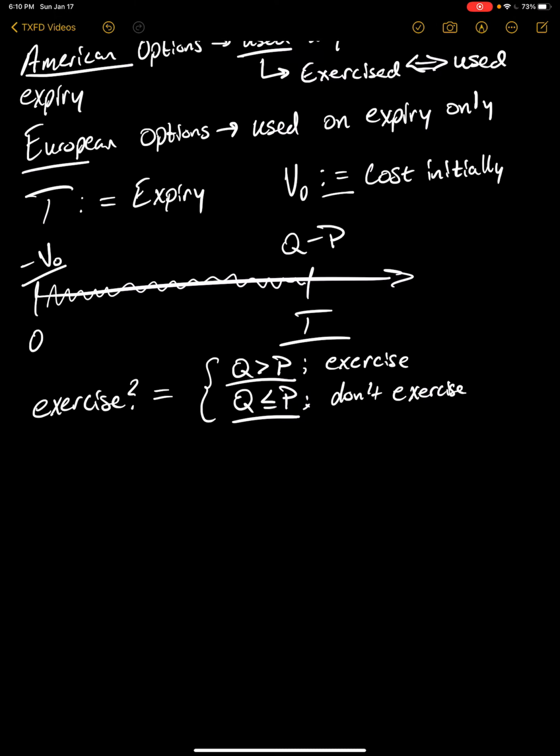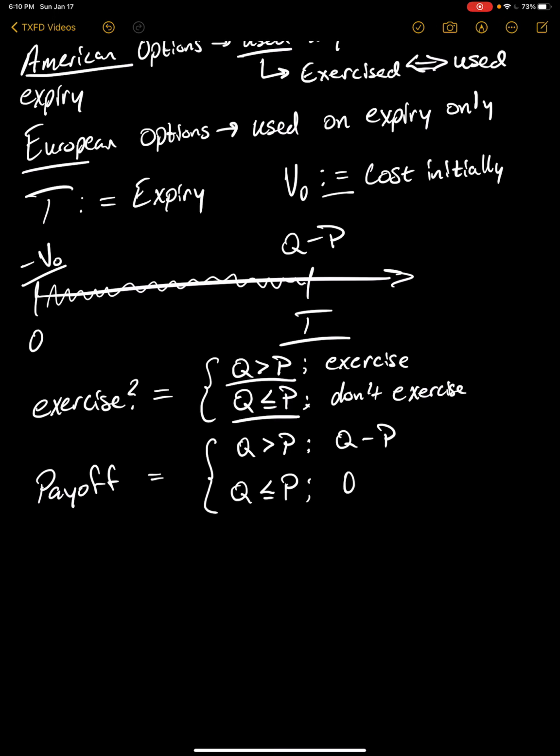Then we'll exercise the option. We'll get our profit, or get our payoff, rather, our payoff. And so that's the idea, is that our payoff is defined as kind of the same piecewise function. And that is when Q is greater than P, we have a payoff of Q minus P. And then when Q is less than or equal to P, we have a payoff of 0, because we won't exercise. We won't do anything.